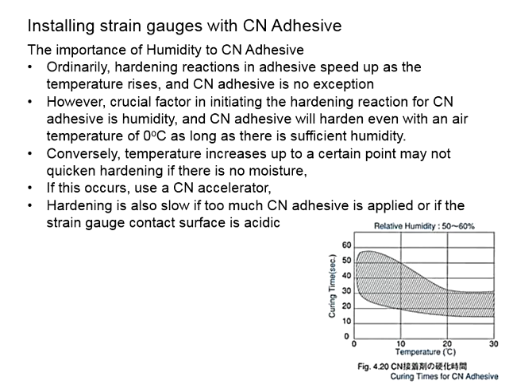One more thing about having too much CN adhesive while installing the strain gauge is that the hardening process becomes longer. This makes the installation of the strain gauge harder to handle.